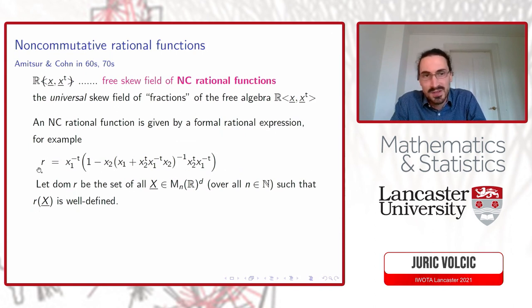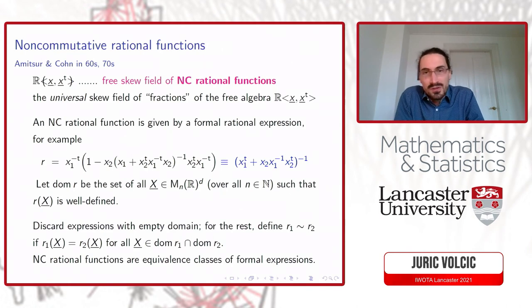So for example, for this first expression, I see that the first matrix X1 needs to be invertible if I want to make sense of that, and probably a little bit more needs to be true. Now, the problem is, of course, that when you're looking at these formal rational expressions, I did this completely formally, just started syntactically adding stuff together. It can, of course, happen that some expressions behave completely the same when I'm plugging in matrices. Or maybe I even define some rational expressions that don't make any sense.